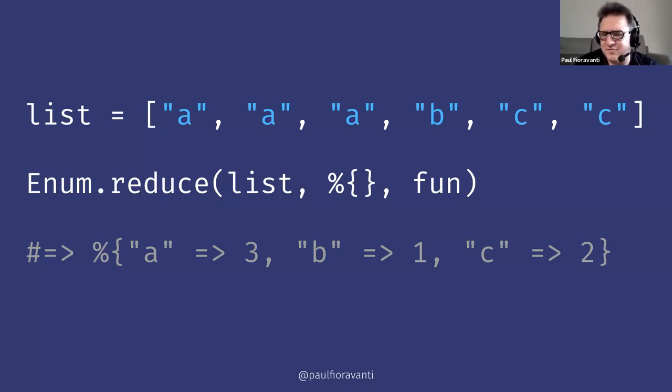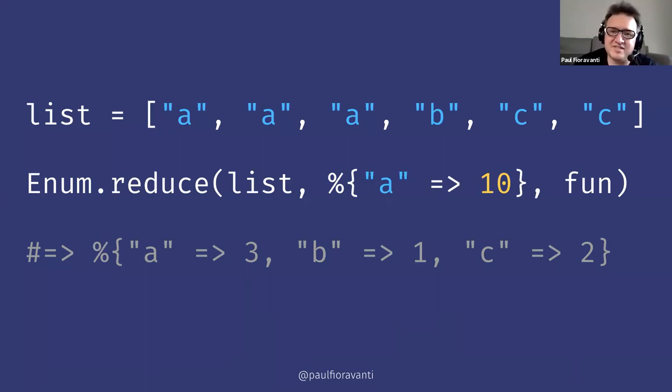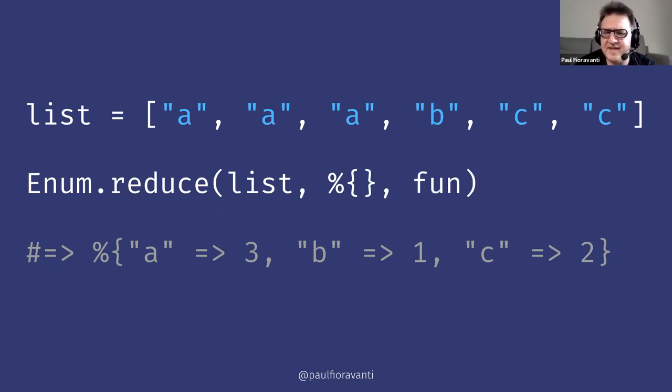If we had an existing map with figures that we wanted to add to, we could put that in as the initial value instead. We're certainly not limited to putting empty values in the accumulator parameter, but for this purpose, we're starting afresh. And then finally, we need to add in our function that will enable the transformation of our empty map into a populated map.